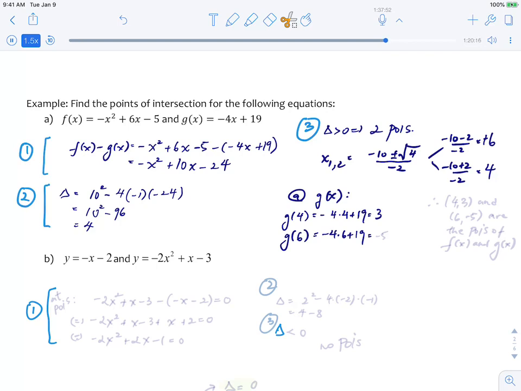What do we get there? Wait. 3 and 24 plus 19. Oh. Negative 5. So as points, we usually report these as points in coordinate form. So I have (4, 3) and (6, -5) are the POIs of f of x and g of x.